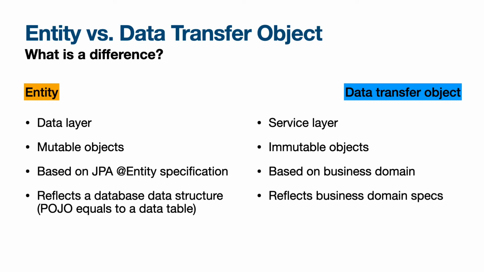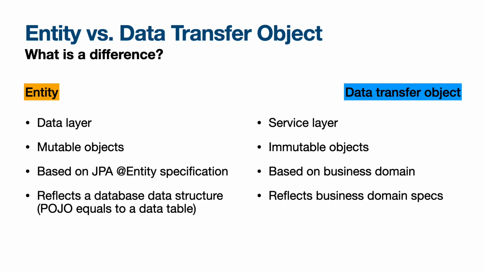Just a few words before we continue. I would like to talk about the difference between entity and data transfer object. So what is the difference between these two concepts? Well, in a general sense, an entity is a model that reflects business domain specifications in your application. And in most contexts, it makes no difference between entities and models. However, when it comes to JPA frameworks, they use what is called entity specification. So an entity in this kind of framework is a POJO that reflects a database data structure. In other words, POJO equals a data table structure.